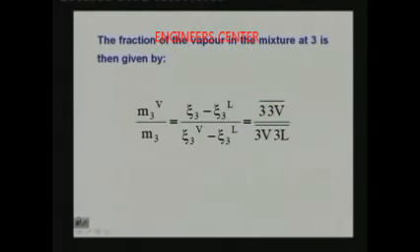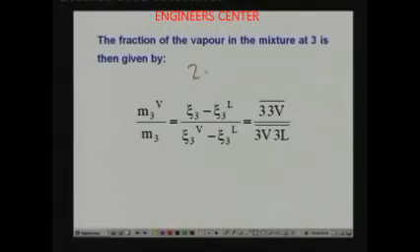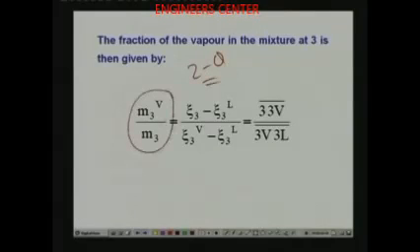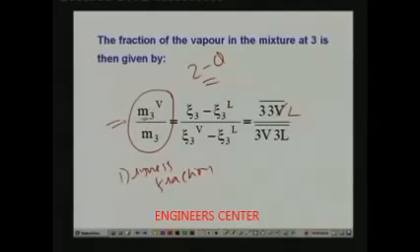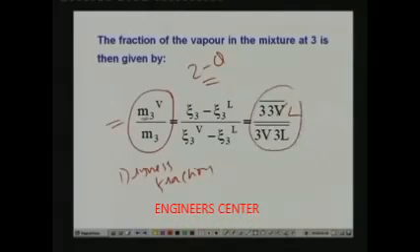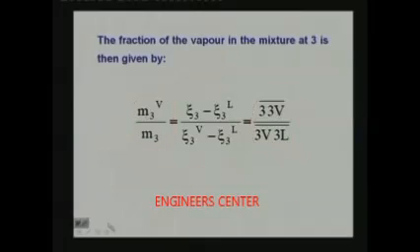And it can be easily shown that the fraction of vapor in the mixture at 3 in the two phase region is given by this expression. That means, this is the mass of vapor to the total mass, this is nothing but your dryness fraction, and this should be L: zeta 3L minus zeta 3 by zeta 3V minus zeta 3L. So, this is nothing but your dryness fraction. So, if you know these points, then you can easily find out the dryness fraction, and geometrically you can find out once you get these lengths.